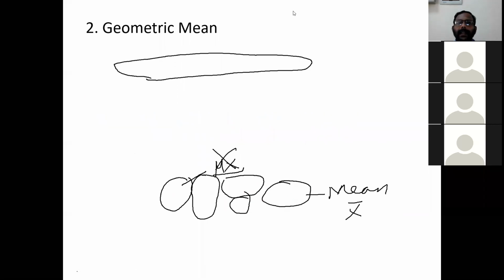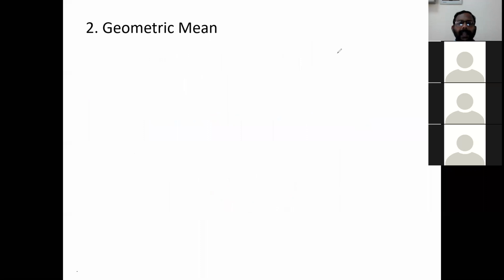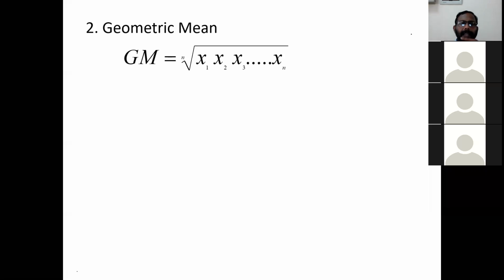Earlier, what type of mean have we learned? The arithmetic mean. Most of the time we will be using the arithmetic mean, but depending on the application, we sometimes use other types of mean. The second type of mean is called the geometric mean. This is how the geometric mean is calculated.